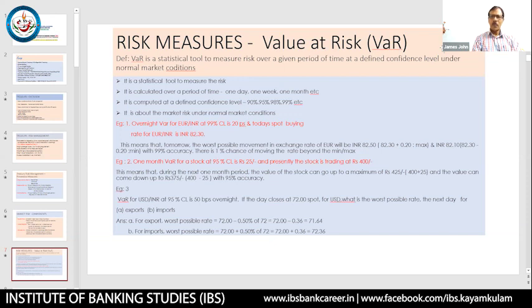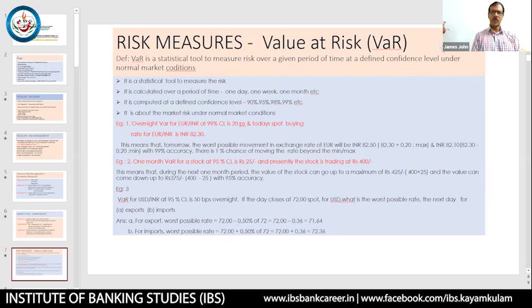So at 99% confidence level, the VaR is 20 paise, which means next day, the value of euro will be either today's rate plus 20 paise or today's rate minus 20 paise. If it is today's rate plus 20 paise, it means 82.30 plus 20 becomes 82.50. If it is less, it is 82.10.